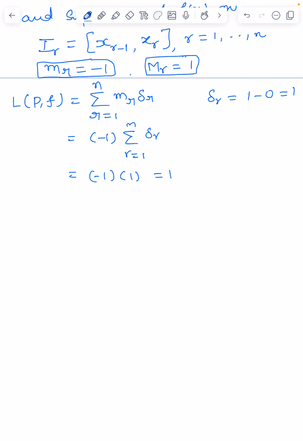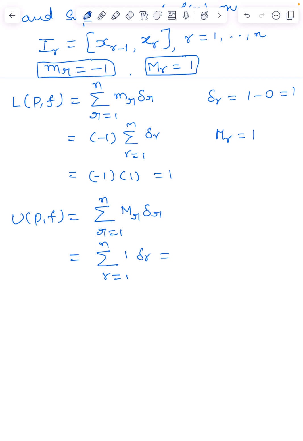In a similar manner, let us calculate U(P, f). U(P, f) is the summation over r equals 1 to n of capital Mr delta r, where capital Mr equals 1. So you get the summation over r equals 1 to n of 1 into delta r, which gives simply 1 into 1, you get 1. So L(P, f) equals minus 1 and U(P, f) equals plus 1.